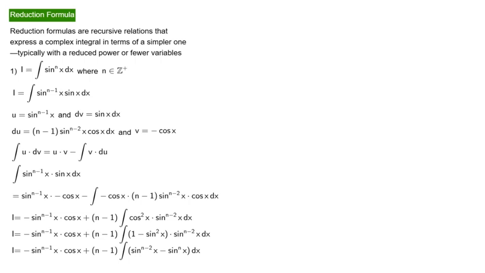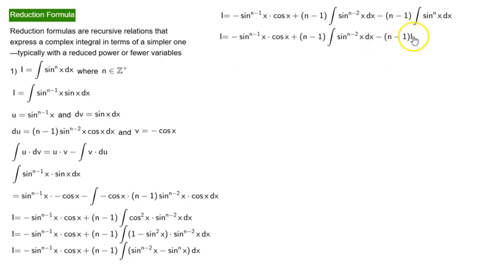And now we split this integral into 2. So n minus 1 is common to both. So n minus 1 times the integral of sine to the power of n minus 2 of x dx minus n minus 1 times the integral of sine to the power of n x dx. But this is nothing but the starting point I. So let's substitute it with I. So we have n minus 1 times I.